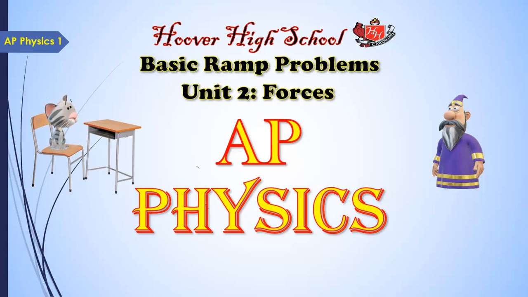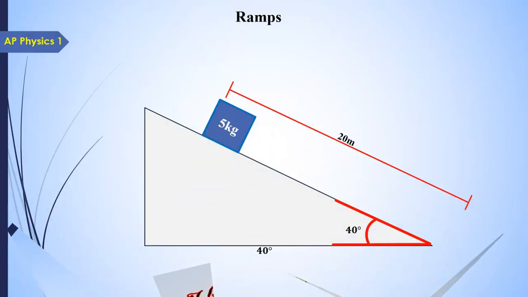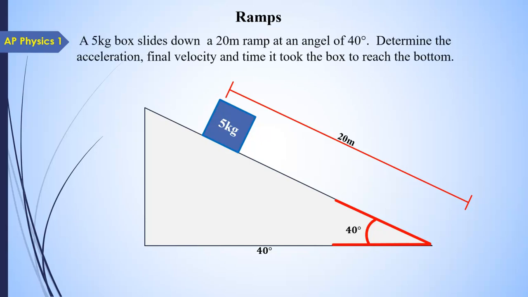Physics. This lesson is an introduction to ramp problems. Alright, so we're going to introduce this topic with an example. We have a 5 kilogram box that slides down a 20-meter ramp at an angle of 40 degrees. Determine the acceleration, final velocity, and time it took the box to reach the bottom. So there are the 3 variables that we're looking for.